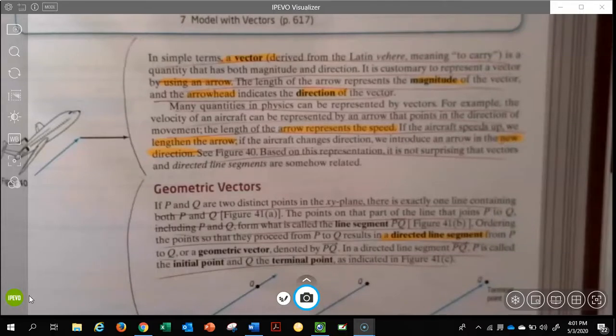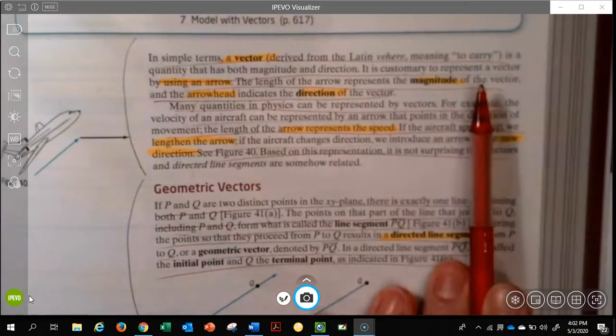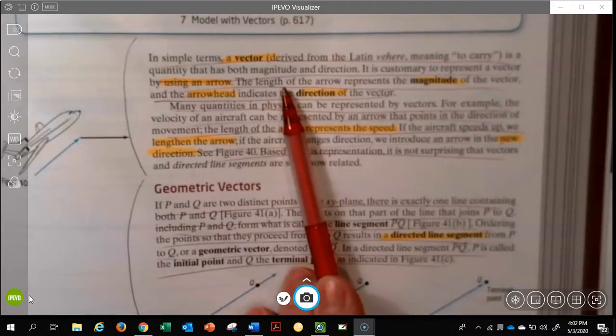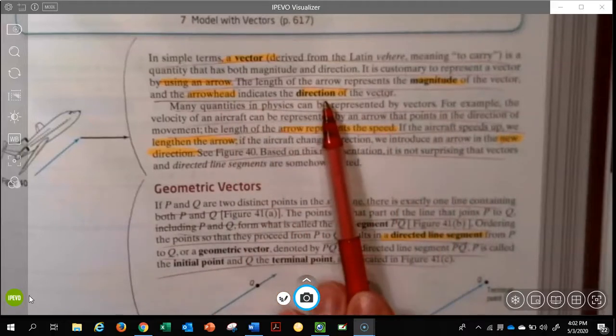So it does say, and again I'm on page 609 in section 9.4, you have highlighters, sticky notes, index cards, notebook paper, lots of stuff to soak in these pieces of information. In simple terms, a vector, derived from the Latin vecere, means to carry, and so it's a quantity that has both magnitude and direction. It's customary to represent a vector by using an arrow. The length represents the magnitude, and the arrowhead indicates the direction.